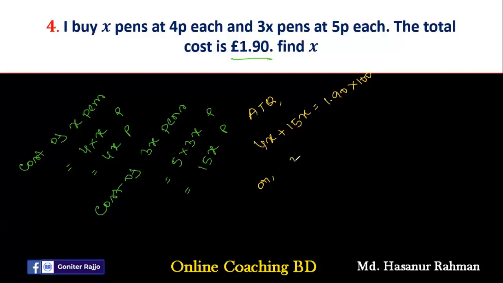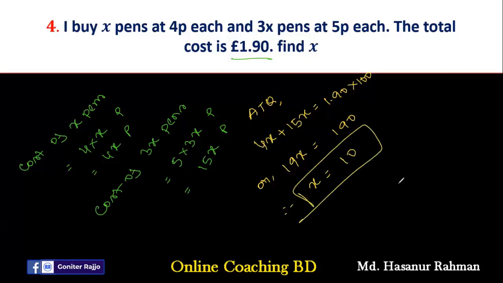4x plus 15x, that will be 19x equal to 190. Now we have to divide by 19 on both sides, then we'll get x equal to 10. Then our final answer will be 10.